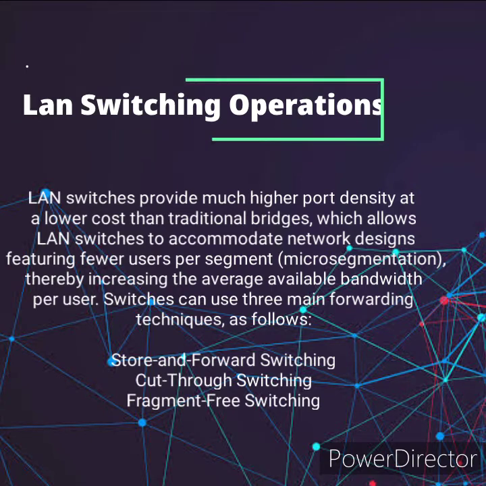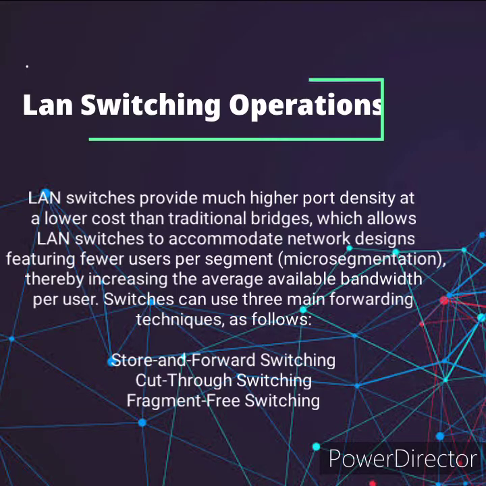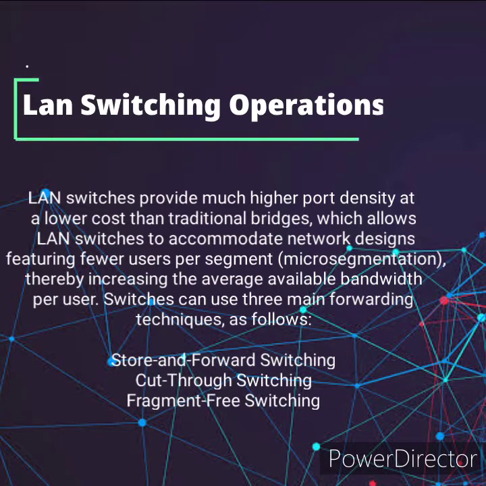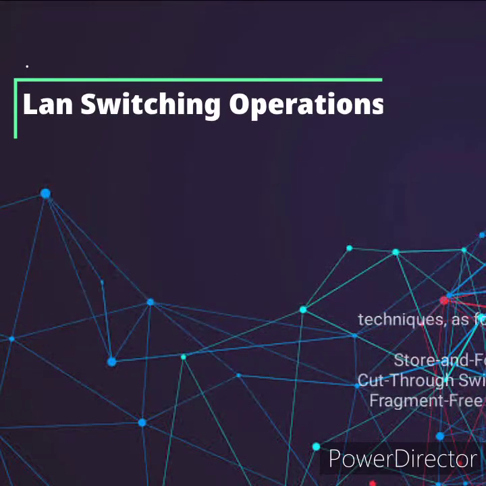LAN switches provide much higher port density at a lower cost than traditional bridges, which allows LAN switches to accommodate network designs featuring fewer users per segment, or microsegmentation, thereby increasing the average available bandwidth per user. Switches can use three main forwarding techniques as follows: store and forward switching, cut-through switching, and fragment-free switching.